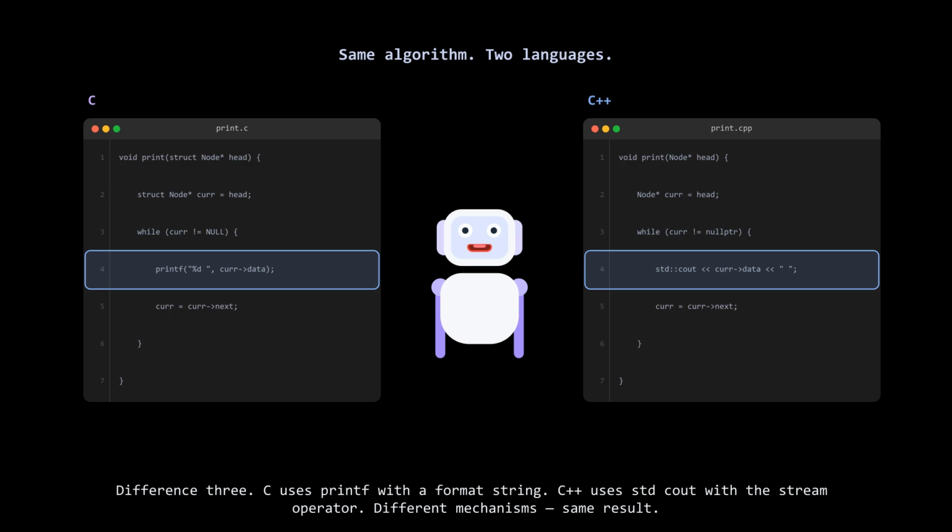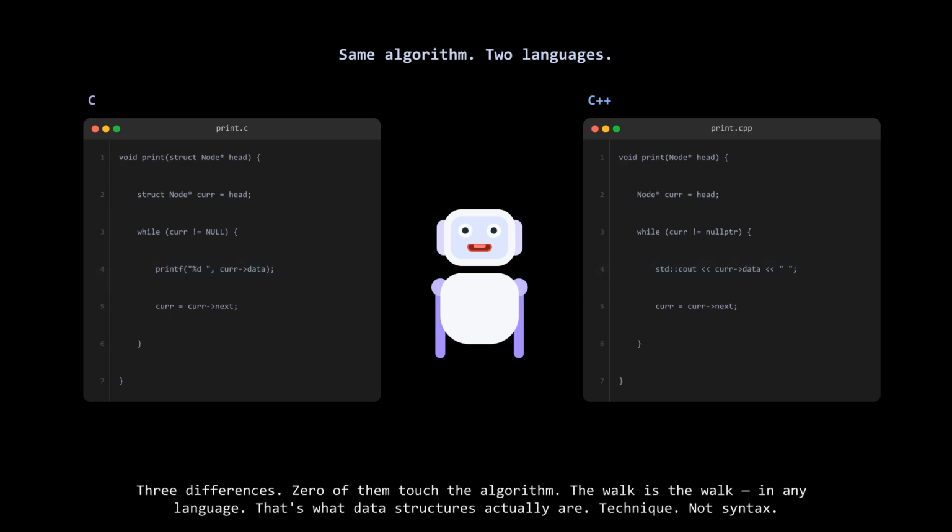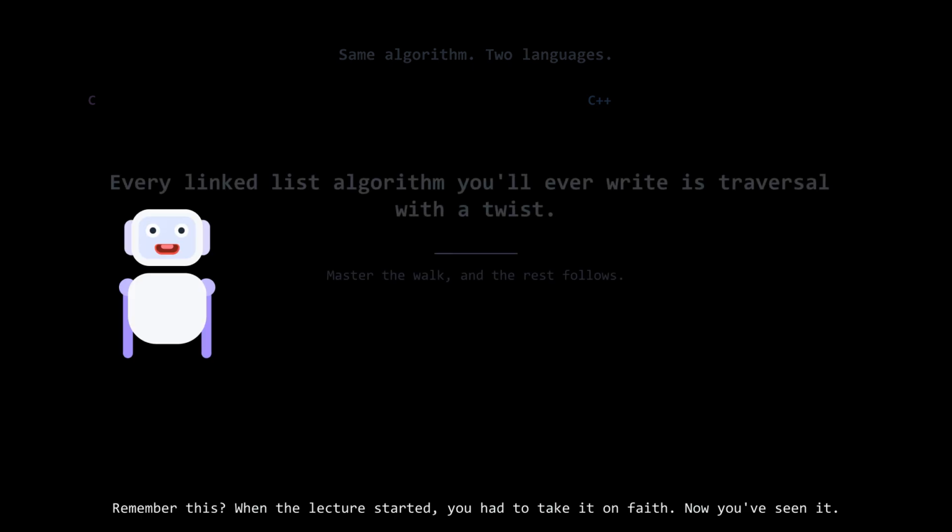Difference 3. C uses printf with a format string. C++ uses std::cout with the stream operator. Different mechanisms, same result. 3 differences. 0 of them touch the algorithm. The walk is the walk in any language. That is what data structures actually are. Technique, not syntax.